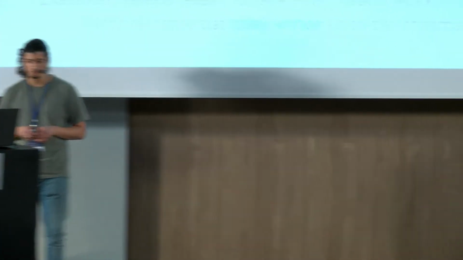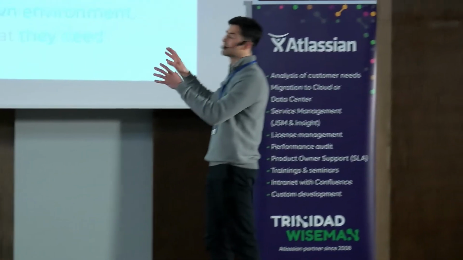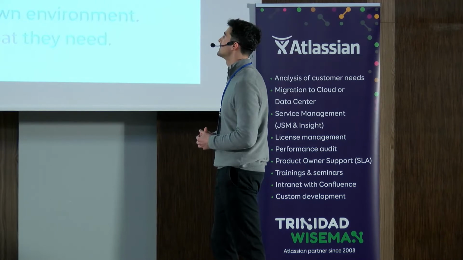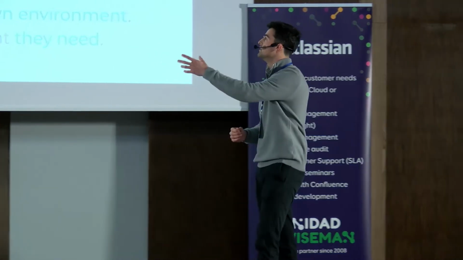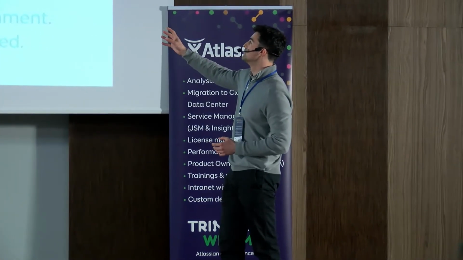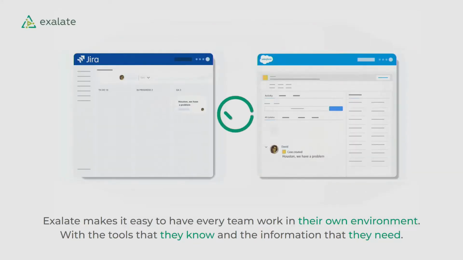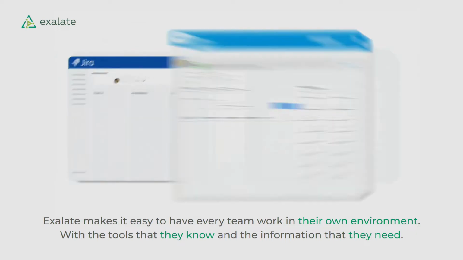This is a really nice visual to explain exactly what's going on and the kind of end user result that you can get once you've configured Exalate. On the left side, we've got a Jira ticket, and on the right side, we've got a Salesforce case. As you can see, the comments are in sync. So really, this is the end result that you can see when using Exalate.